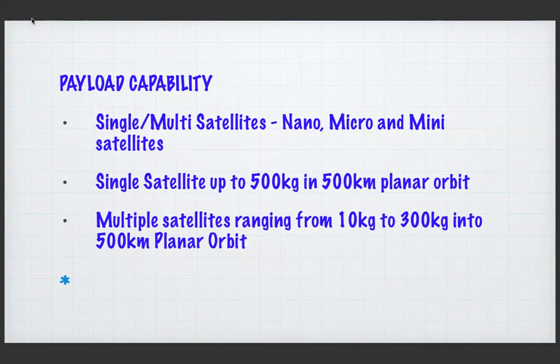What is the payload capacity? As we already discussed, nano, micro, and mini satellites, multiple types of satellites, can be deployed from this launching vehicle, and a single satellite of up to 500 kg into a 500 kilometer polar orbit can also be launched. Multiple satellites ranging from 10 kg to 300 kg into a 500 kilometer polar orbit.